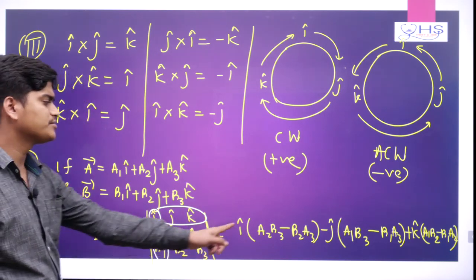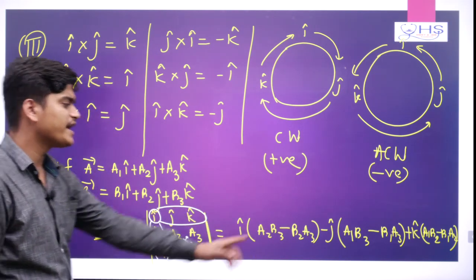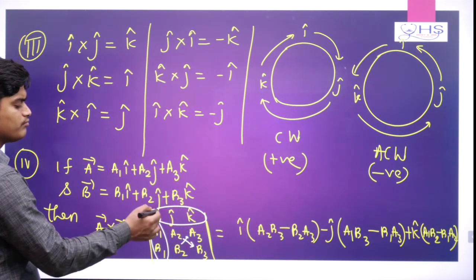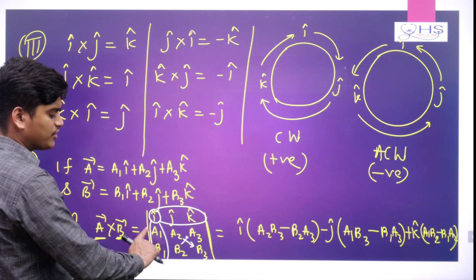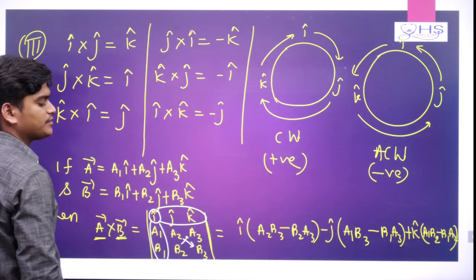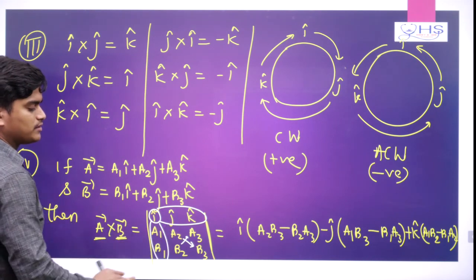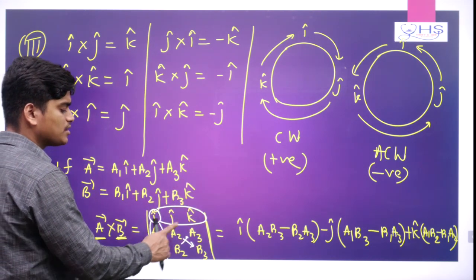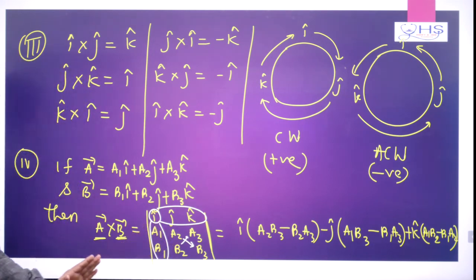In a similar way, if you want to find j cap, give a minus, then close the whole j cap column. Then write a1 b3 multiplication minus b1 a3. Okay, the same rule you have to apply. Similarly, plus give k cap, then a1 b2 minus b1 a2 you have to do. Okay, so this is what you should remember for cross product.